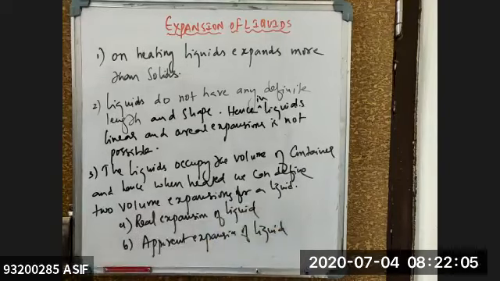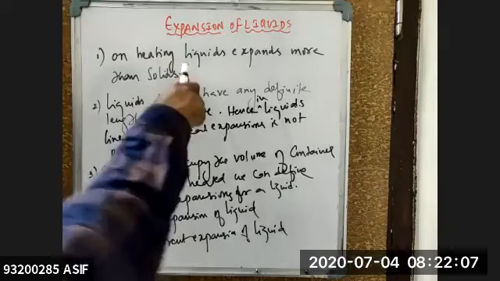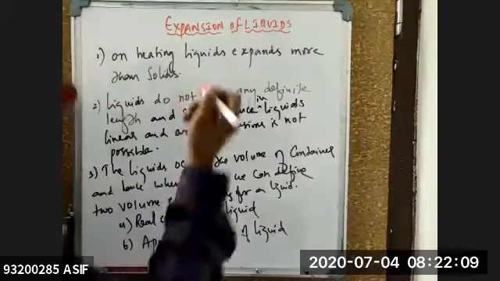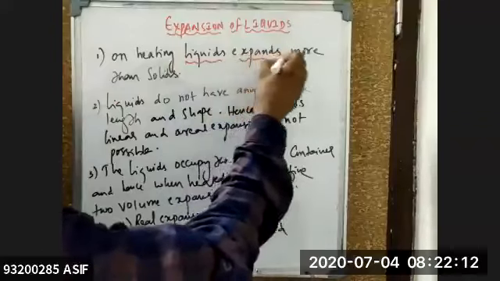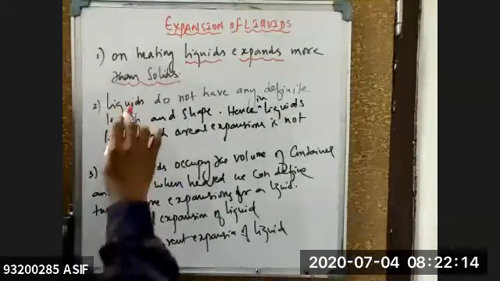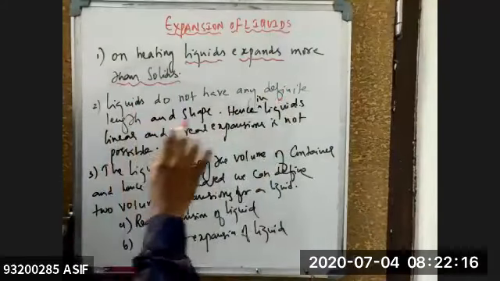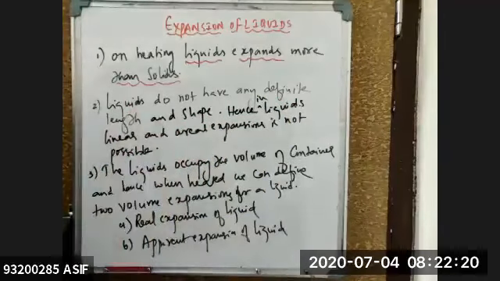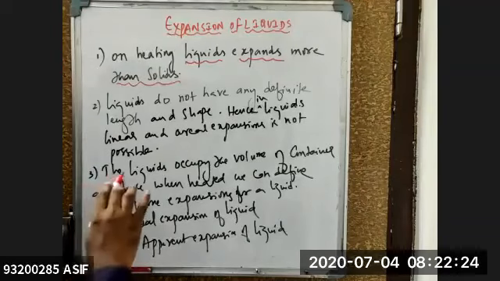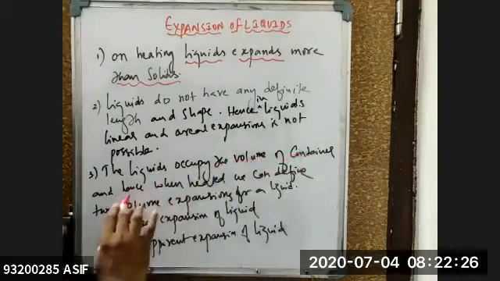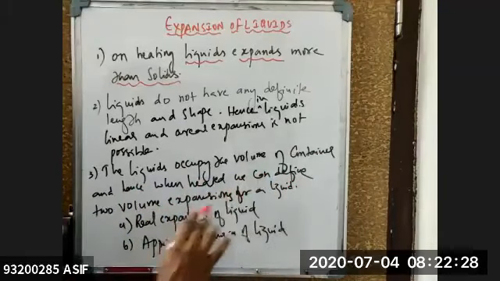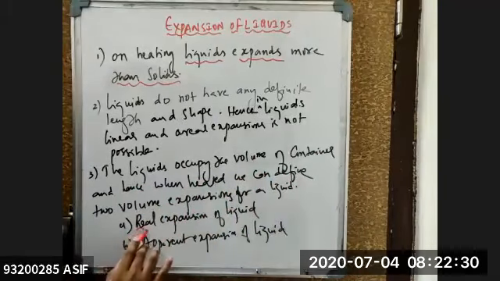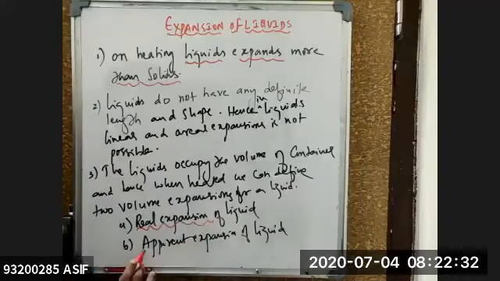These points are very, very important. On heating, liquids expand more compared to solids. So liquids do not have any definite length and shape. Hence, in liquids, linear and aerial expansion is not possible. The liquids occupy the volume of the container, and hence, when heated, we can define the volume expansion for a liquid. One is real expansion, another is apparent expansion.